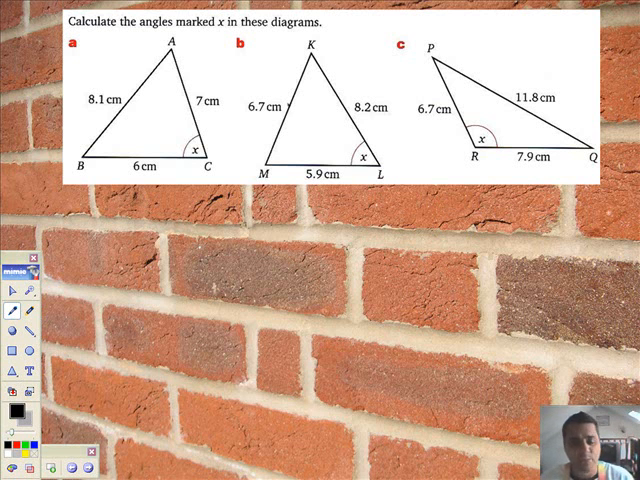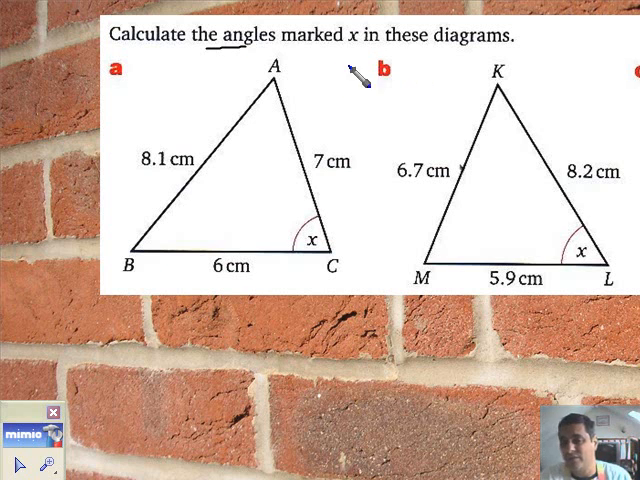Like I said, section 22.2, question 2. Calculate the angles this time marked with an X. So angles are far trickier to find. Now look, let's quote the rule as it is. I've got an angle and that's its opposite side there.